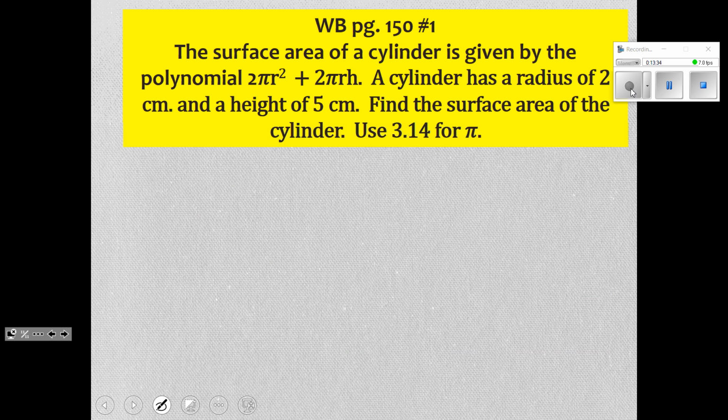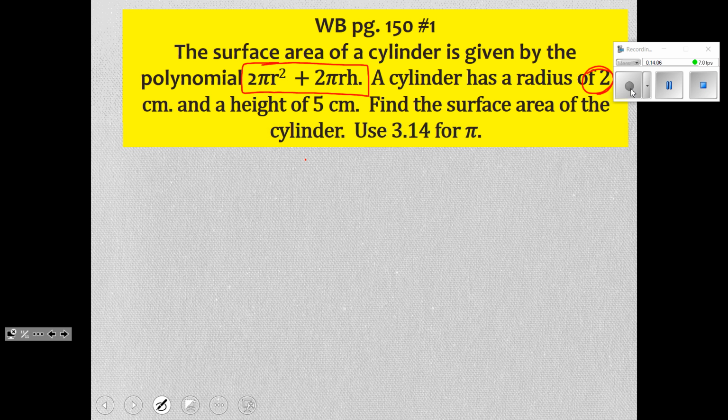On the back side of your paper, you're going to be looking at some equations, and you're going to be plugging in numbers and simplifying them. For example, the surface area of a cylinder is given by the polynomial. Here is the equation. You've probably called it an equation before, but that is a polynomial. 2 pi radius squared plus 2 pi radius times height. A cylinder has a radius of 2 centimeters and a height of 5. Find the surface area.